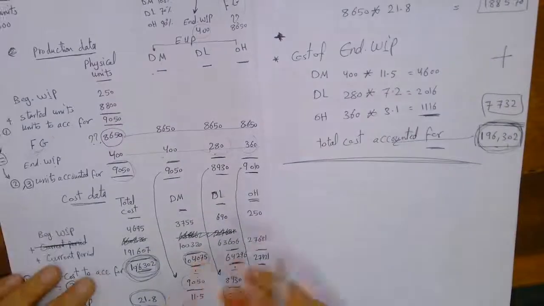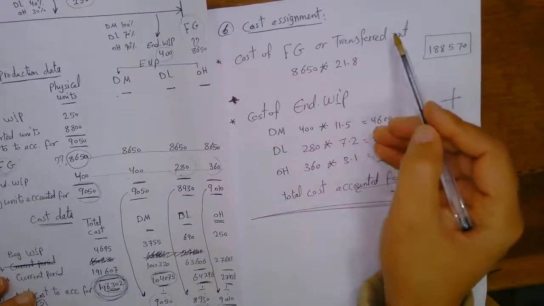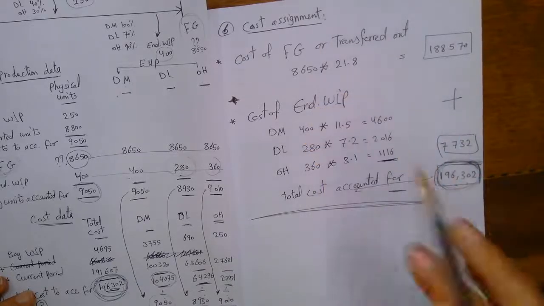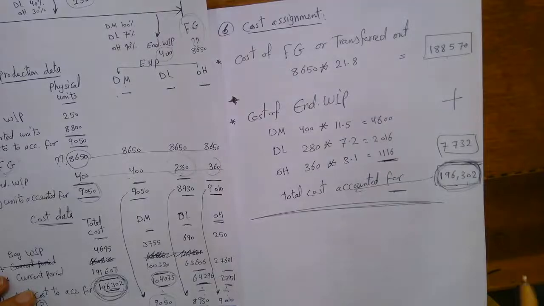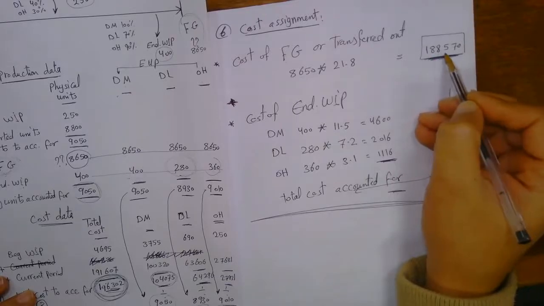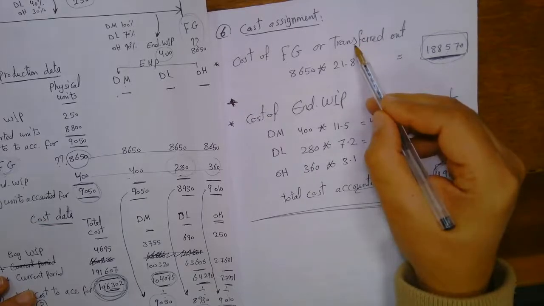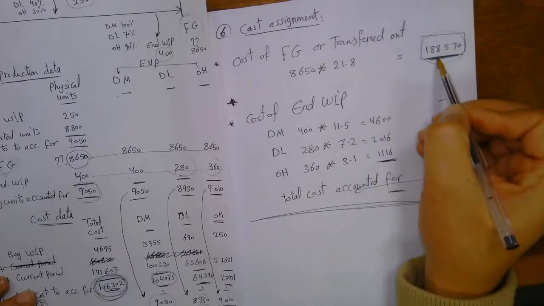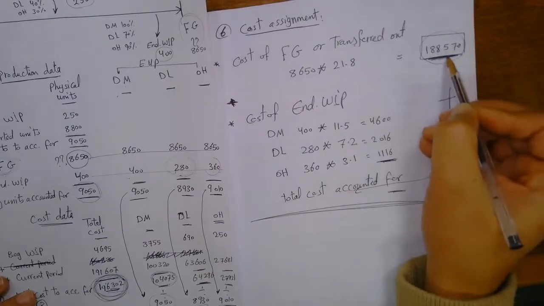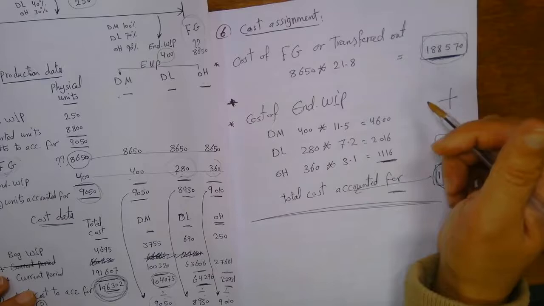We have note that the cost of finished goods from assembly department, or the cost of transferred out from assembly department to the next process or to the finishing department, equal 188,570. This is the total cost of units transferred out from process number 1, equal the same cost of units transferred in to process number 2. This is the cost of transferred out from process number 1 or assembly department, and the cost of transferred in to the next process or finishing department.